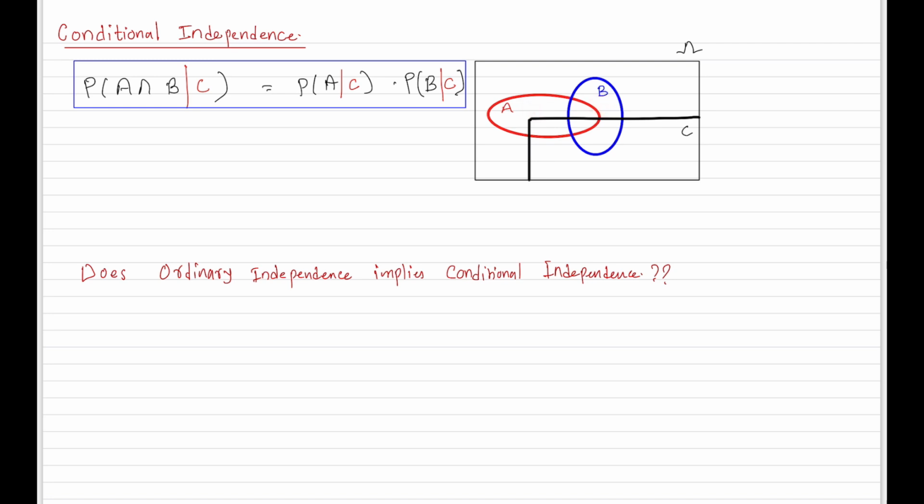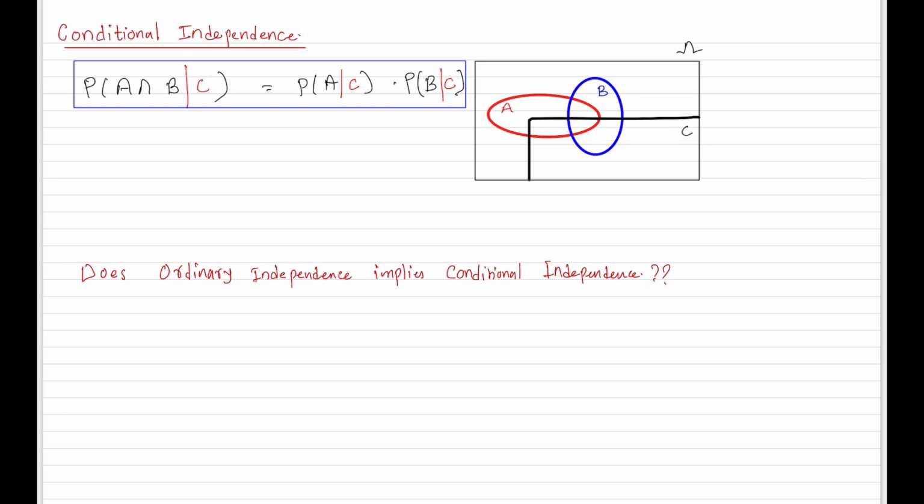we are talking about ordinary probability right now. We are not talking about any conditions; we are simply saying that A and B are independent. Now we are in the conditional model. So if A and B are independent in the ordinary model, does that imply that in the conditional model A and B will also be independent? This is the question that we are raising, right?